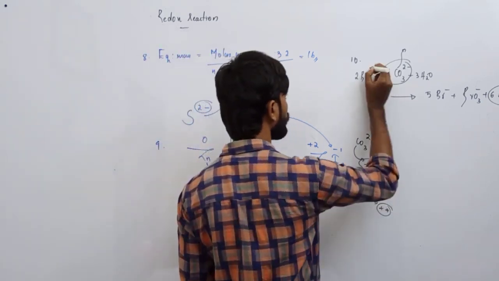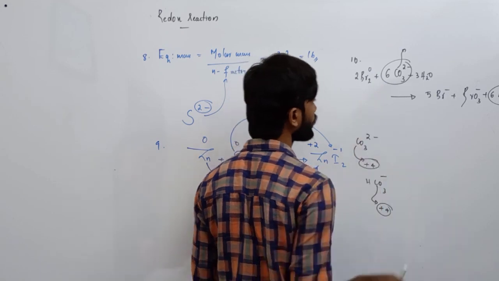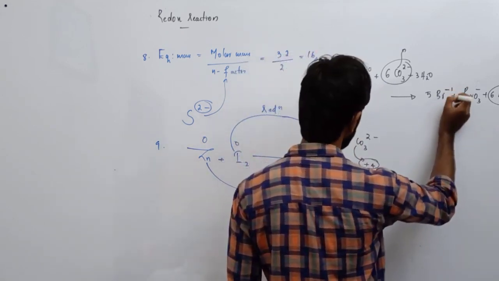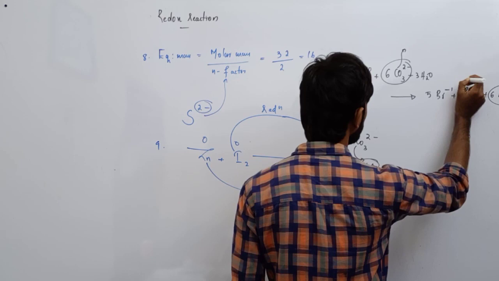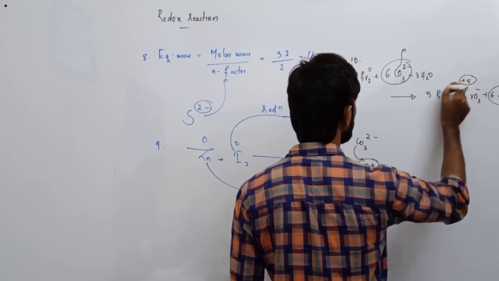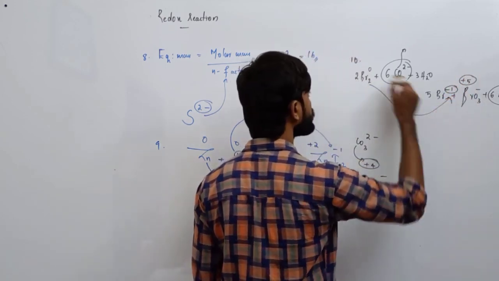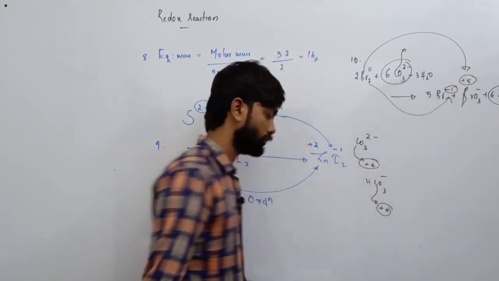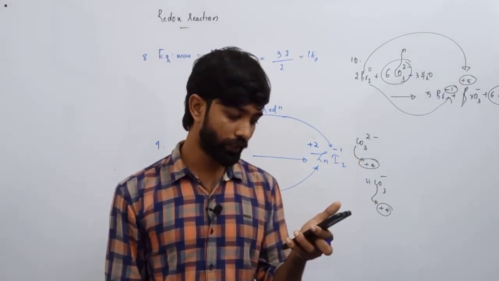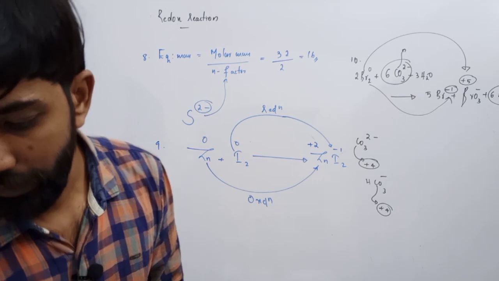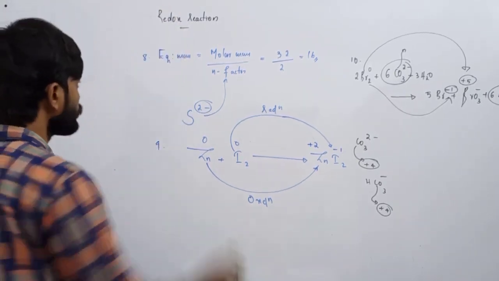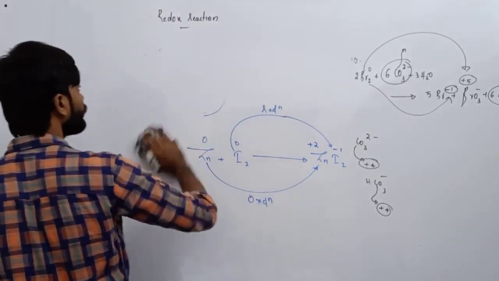Okay. Then what about the bromine? Bromine before the reaction is 0 and after that it is in -1, and in BrO3- it is in +5. So bromine is reduced, bromine is oxidized. Okay. So we can choose choice 4, that is bromine oxidized as well as reduced. Okay. Moving to the 11th question.